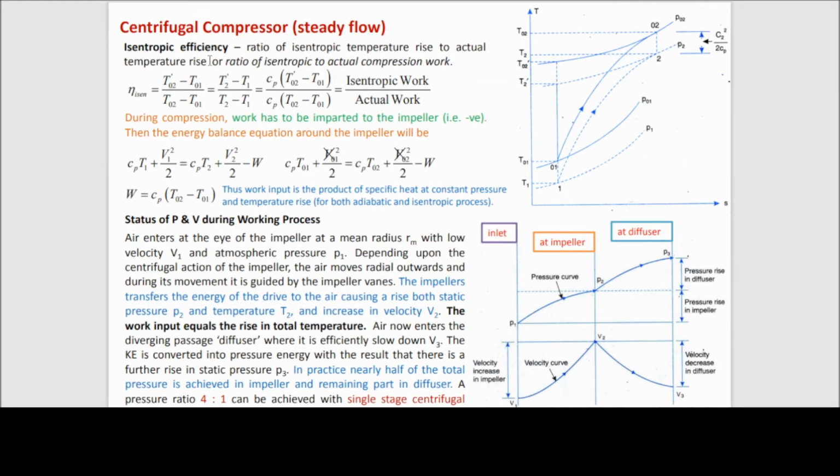Now you see isentropic efficiency: the ratio of isentropic temperature rise to actual temperature rise, or the ratio of isentropic to actual compressor work is the isentropic efficiency. Here in this compressor, when we are giving energy to the compressor, so what is our aim?